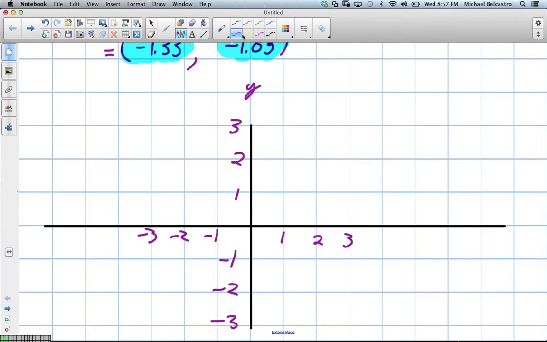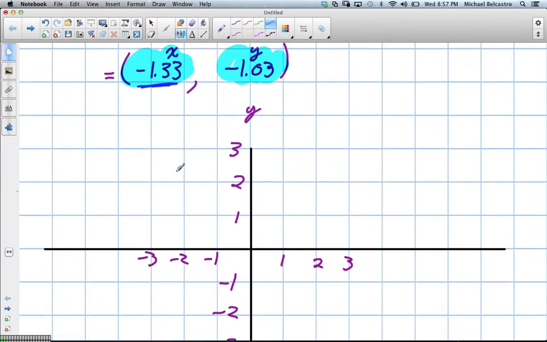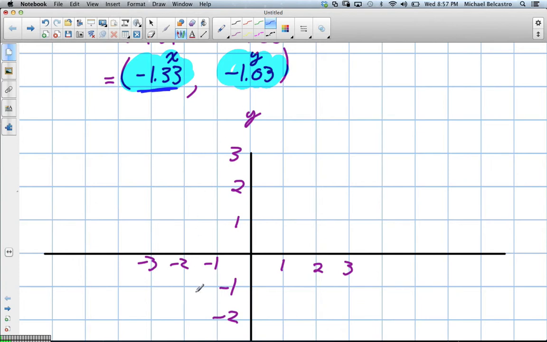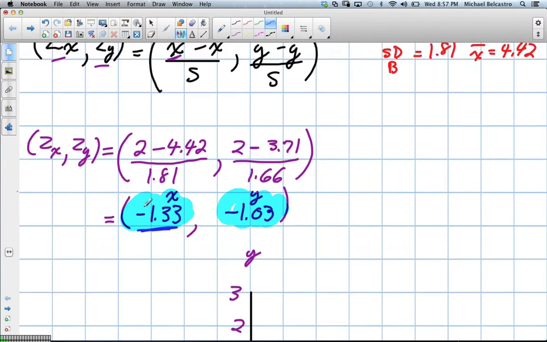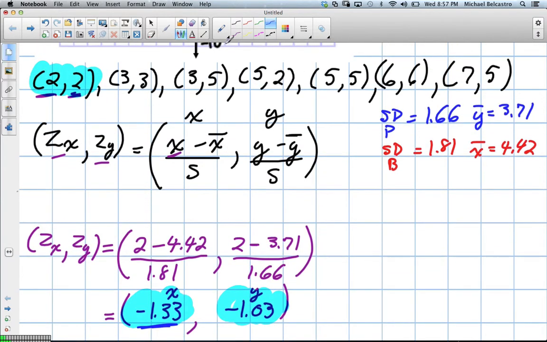So the very first point right here was at -3, 3. That was our x. And yes, a -1.33 and -1.03. So that's probably about there. There's our first one. We'll do another one quickly, and then we'll do the rest kind of off air. Let's do one that'll have a little more difference to it. Let's try this guy. Okay, we're going to do that guy there.